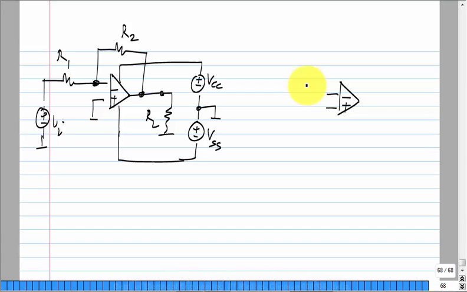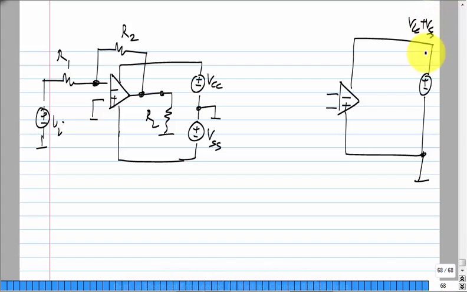What are all the things I need to do? How do I operate this with a single supply? That is, what is the supply voltage I should choose? Obviously VCC plus VSS. Now, where should I put a voltage divider? Okay, I put a voltage divider because you wanted it. Fine. What should I do with this?